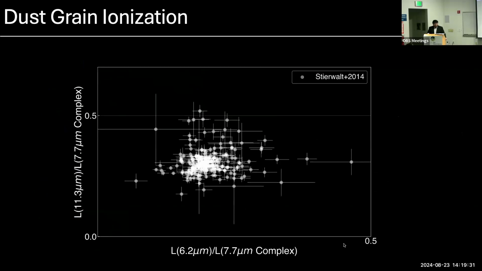The other thing that we looked at is the ionization properties of the dust grains. What we're doing here is taking the relative intensity values of the 6.2 micron PAH feature over the 7.7 micron feature on the x-axis, as well as the 11.3 micron PAH feature over the 7.7 micron feature on the y-axis. And these are also Spitzer values.